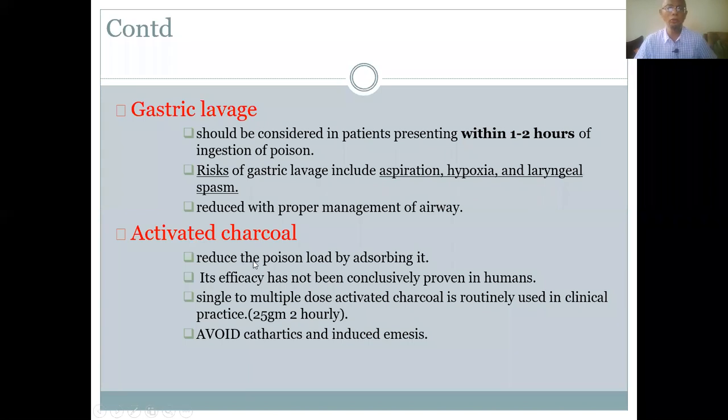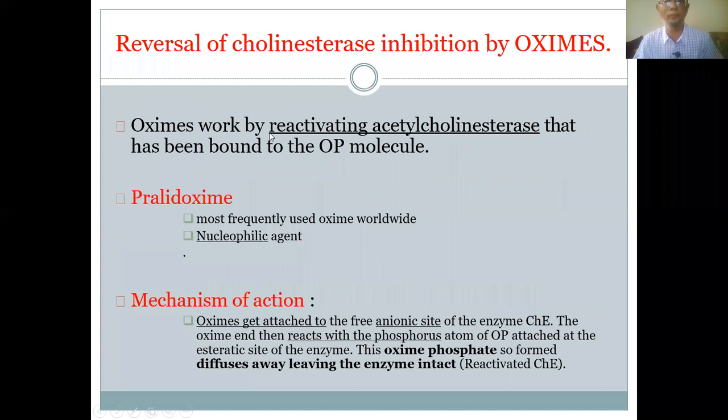Activated charcoal can be given to reduce the poison load by absorbing it. Its efficacy has not been conclusively proven in humans. Single to multiple doses of activated charcoal are routinely used in clinical practice. Avoid cathartics and induced emesis, because if you induce emesis, there may be a chance of aspiration. Charcoal was practiced previously, but nowadays other things are used. Gastric lavage can be given if the patient comes within a very short time.